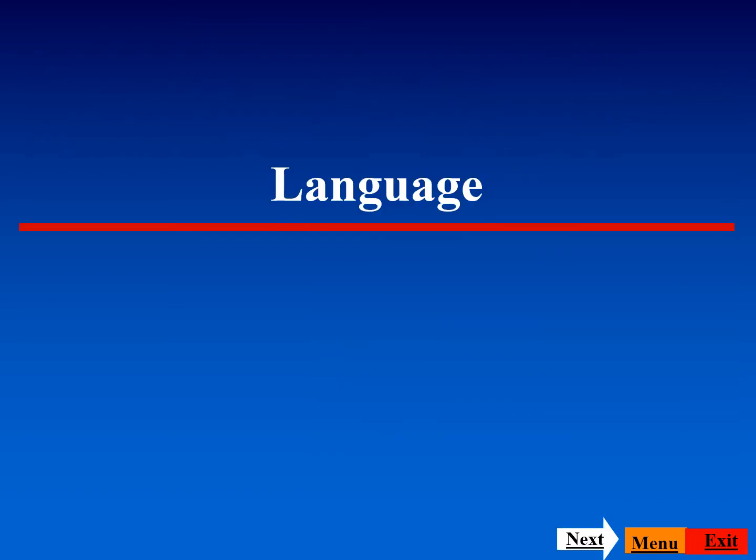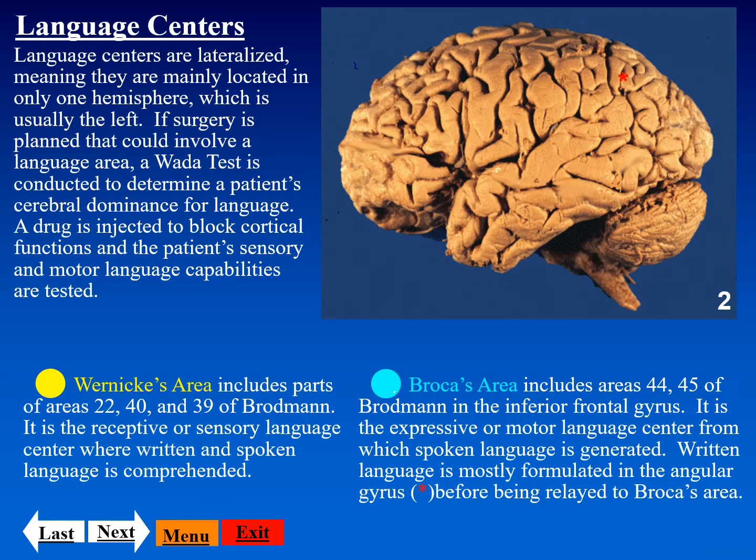The following section will be devoted to language centers of the brain and lesions of the same. The centers for language are primarily found in the left cerebral hemisphere, with 95% of right-handed individuals and 70% of left-handed individuals. They consist of a receptive center for the comprehension of spoken and written language. This is known as Wernicke's area, and it's located in the superior temporal and supramarginal gyrus region.